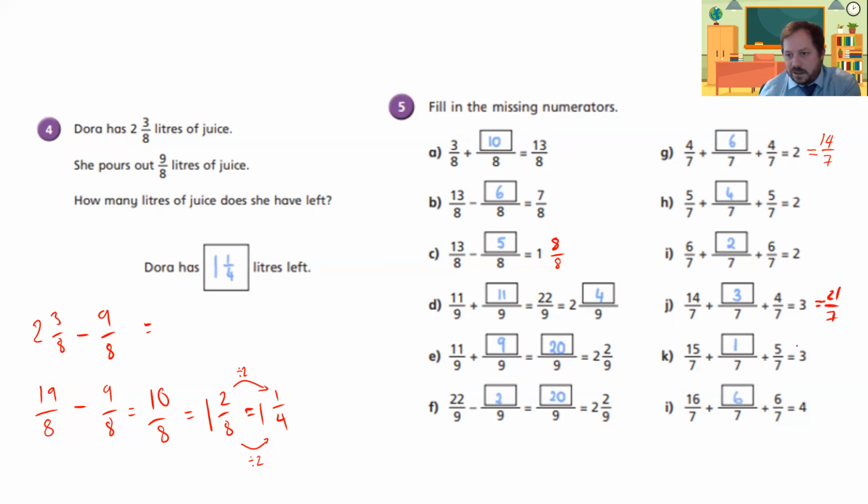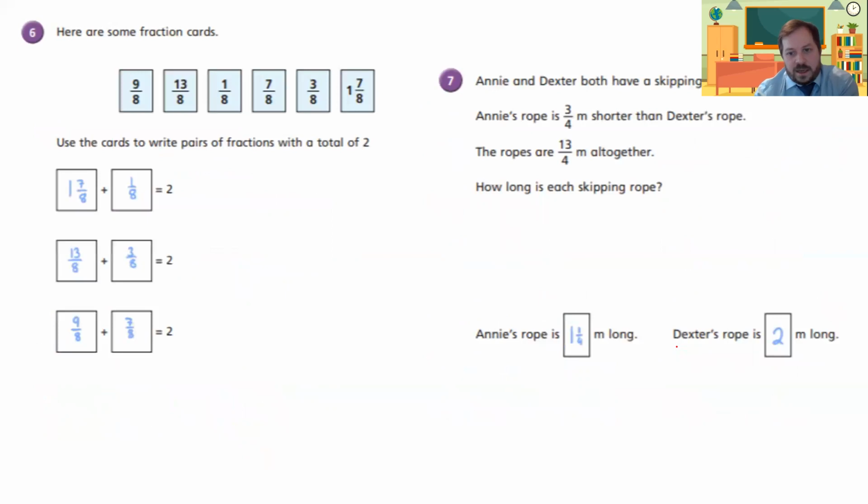So in this case, they're just in relation to that. And then this is 4. So 4 times 7 is 28. So our target number in this case is 28. What's the missing number? Okay. And then on to 6 and 7.